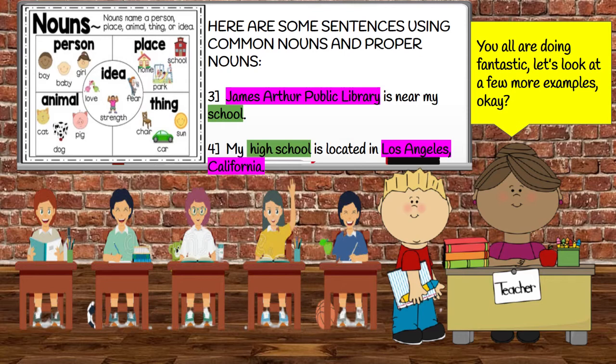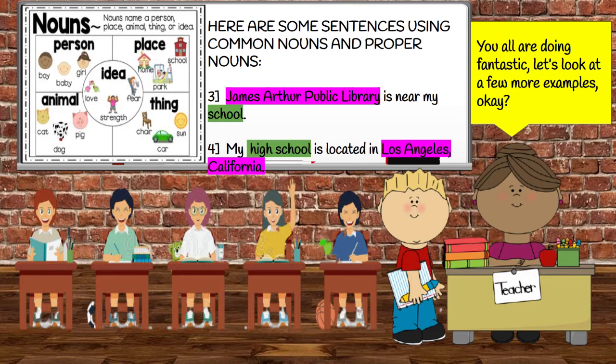Here are some sentences using common nouns and proper nouns. James Arthur Public Library is near my school. James Arthur Public Library is highlighted in purple. It is the specific name of a public library. It is a proper noun and it was capitalized. School is a common noun and it was not capitalized. High school, common noun, not capitalized.